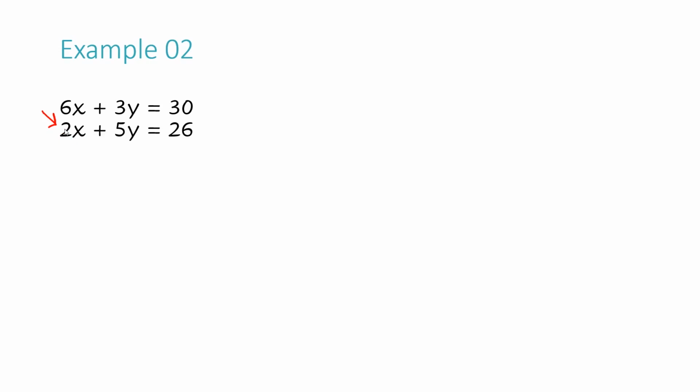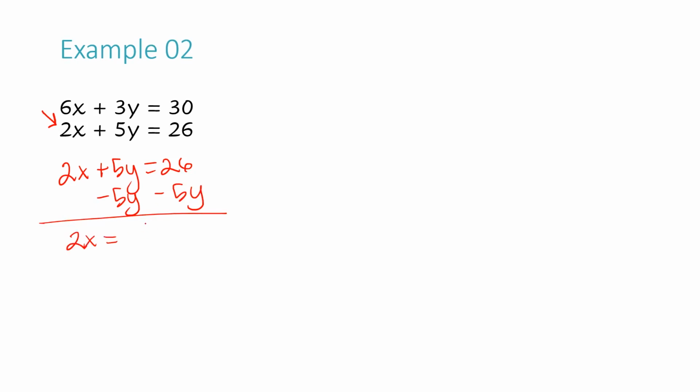But there's no right or wrong. Just pick anything. All right. So let's say 2x plus 5y equals 26. Now I'm going to move the 5y to the other side, and I'm left with 2x equals 26 minus 5y. And now I'm going to divide both sides by 2. And I'm left with x equals 26 divided by 2, which is 13, minus 5 over 2 y.